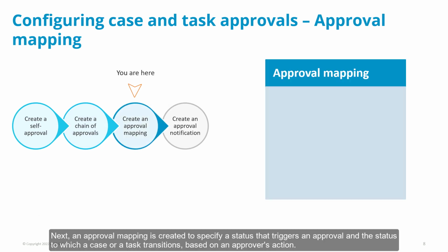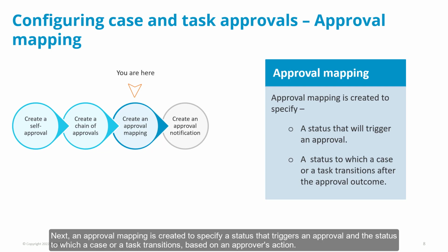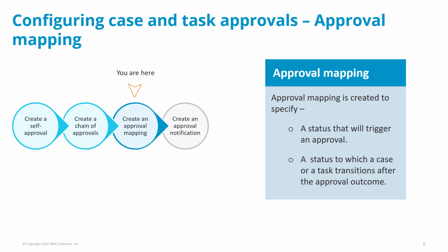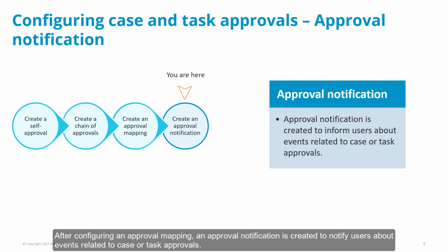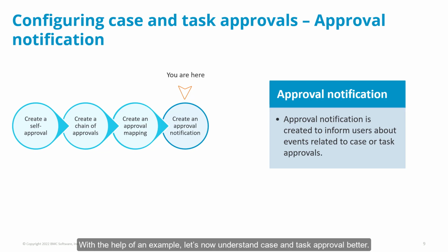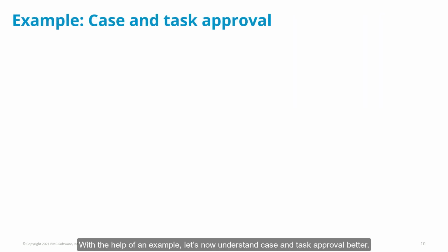Next, an approval mapping is created to specify a status that triggers an approval and the status to which a case or a task transitions, based on an approver's action. After configuring an approval mapping, an approval notification is created to notify users about events related to case or task approvals. With the help of an example, let's now understand case and task approval better.